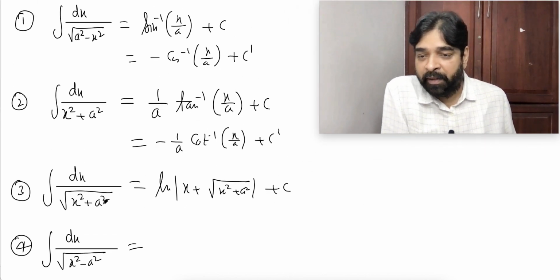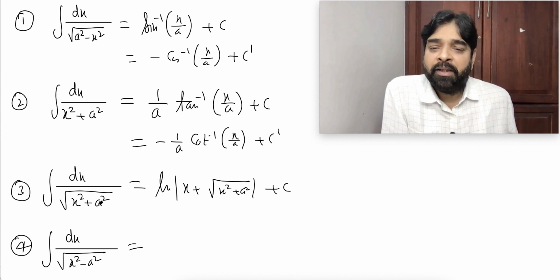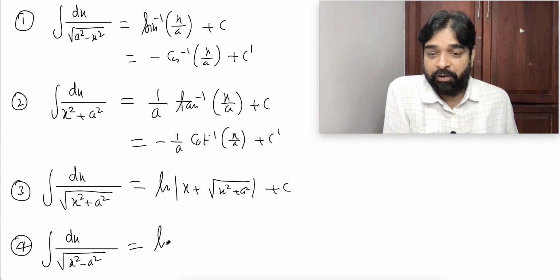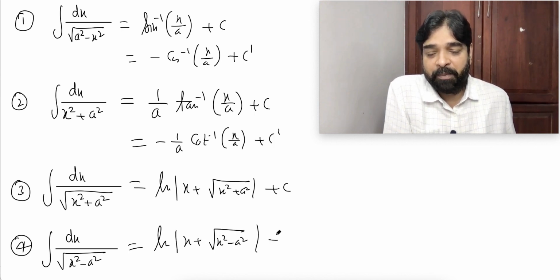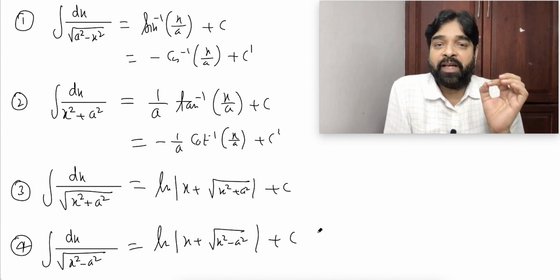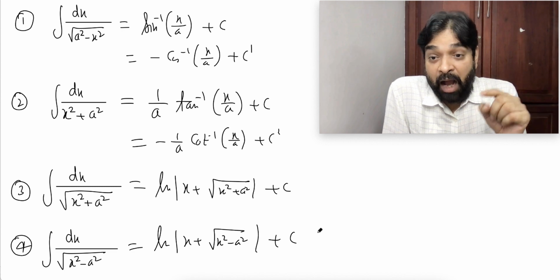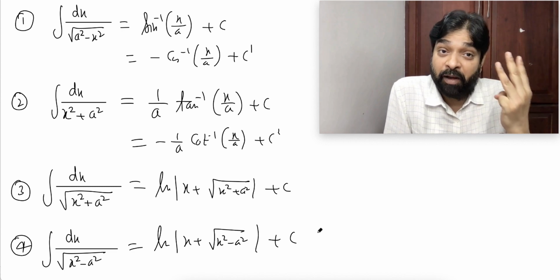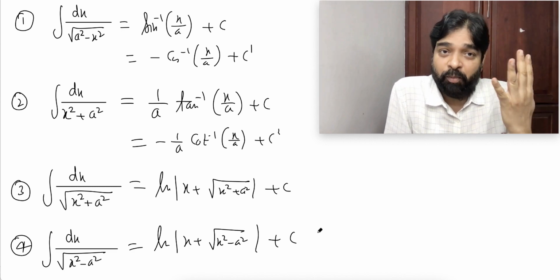How to remember? Just replace a square by minus a square. So this will become ln x plus root of x square minus a square plus c. Believe me, all these four formulas are very powerful. Of course, for irrational functions, four more formulas are there.